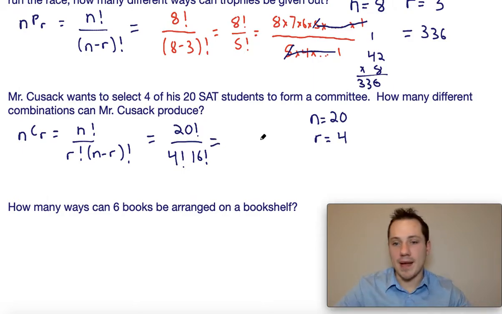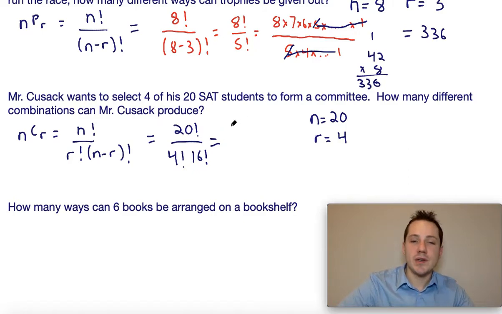Now, we're going to be smart about this. I don't want to write everything out because it's very time consuming. But what we know is 20 factorial is 20 times 19, 18, 17, 16, and it goes all the way down to 1. And we know this 16 factorial down here also goes all the way down to 1. So what I'm going to do is cancel during the process.